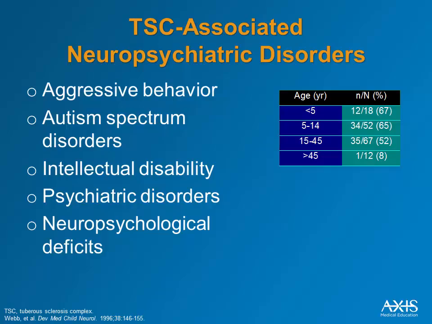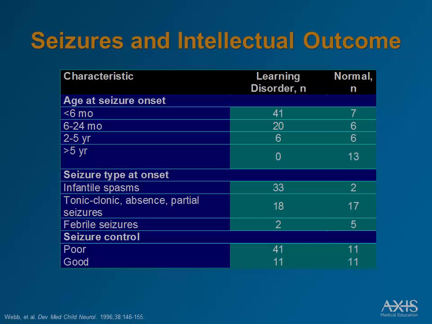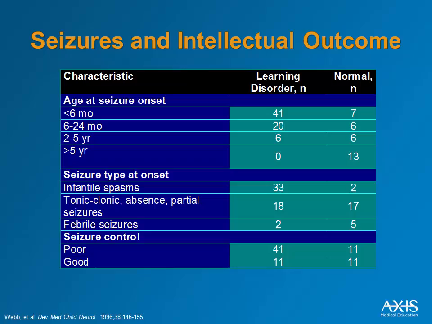There were a smaller proportion of individuals found to have intellectual disability in older age groups, which again probably represents some degree of bias of ascertainment. One of the most important points is the relationship between epilepsy and intellectual outcome. Once again, from this study a while back, you'll notice that the highest prevalence of learning disorder occurred in individuals whose seizures occurred in the first 2 years of life. And it was much less typical to have significant intellectual disability when seizures occurred later in life.